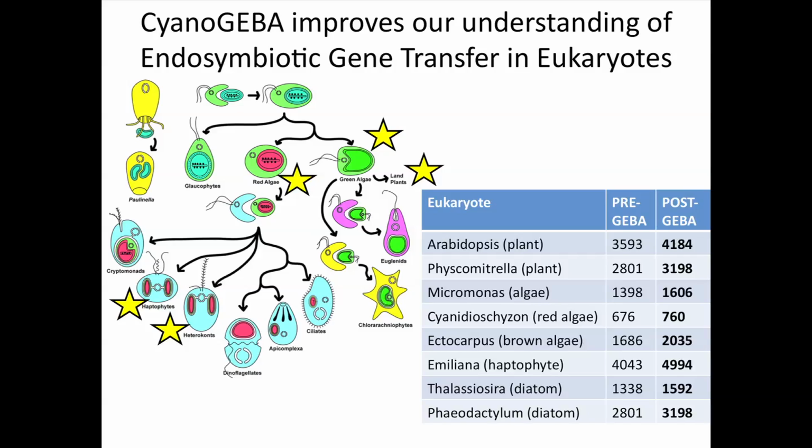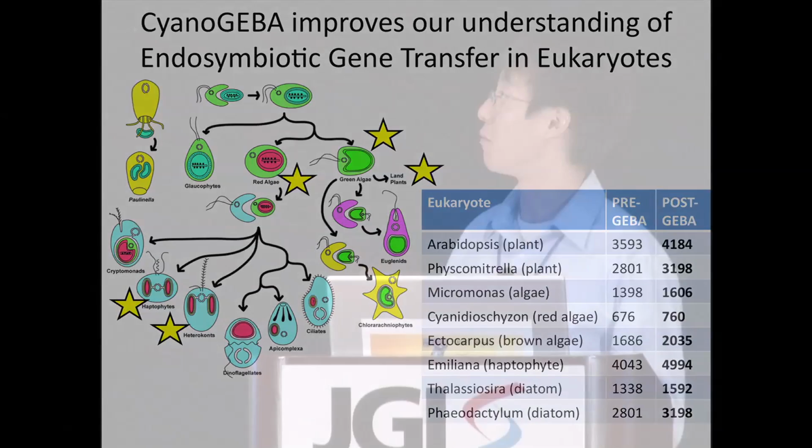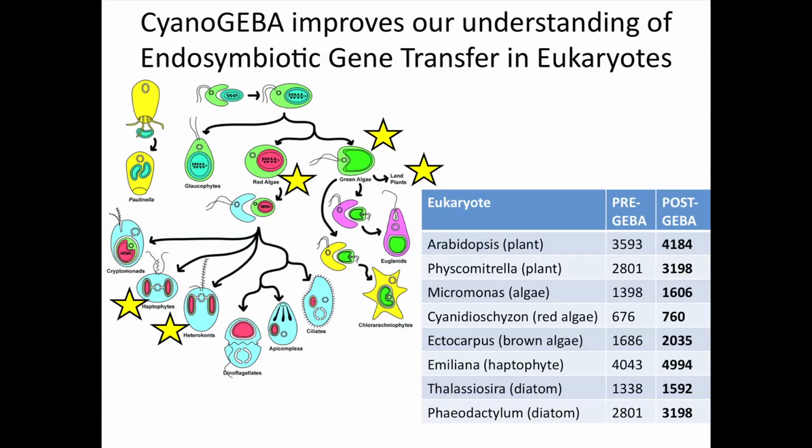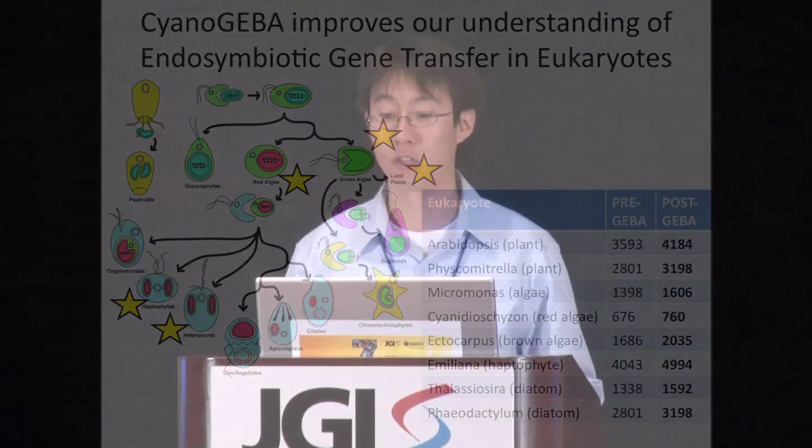And because we have a more complete data set of cyanoproteins, we can have more accurate predictions of what eukaryotic proteins were actually of cyano descent. So when we look at eukaryotic nuclear genomes that have already, prior to this, been sequenced and compare them to all cyanoproteins before and after we add our CyanoGEBA data set, we clearly see that there's always an increase in the amount of proteins that are now predicted to be of cyano origin.